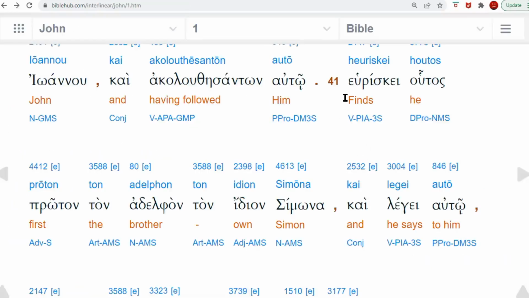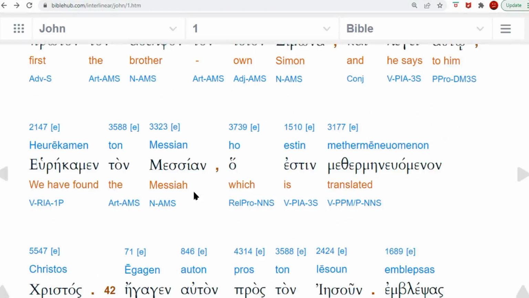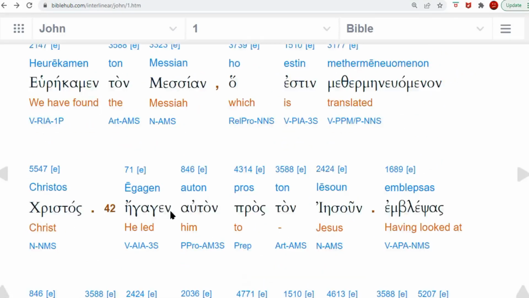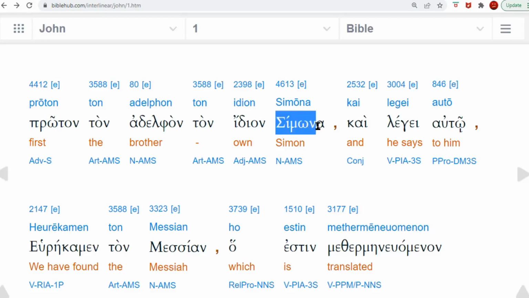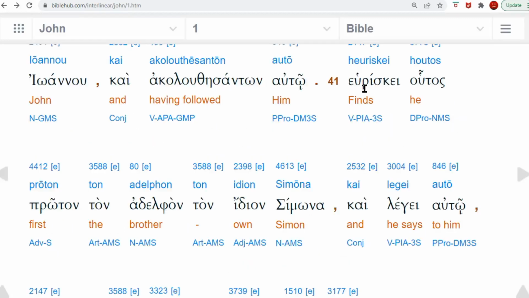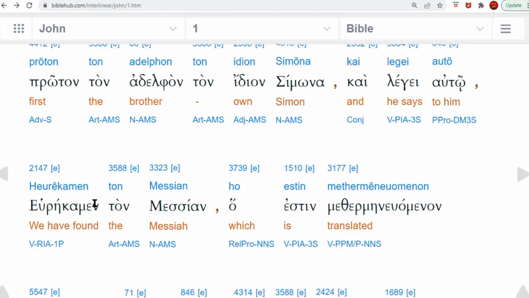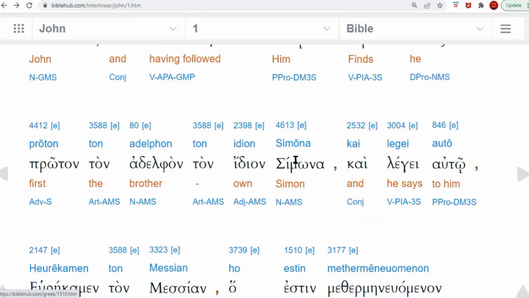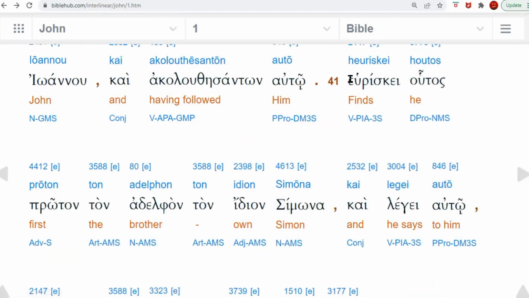So their interpretation is, "finds he first the brother of Simon, and he says to him, we have found the Messiah, which is translated Christ." And the only word they got right here is Messiah, and maybe Simon here. But this first word, this finds, they're trying to associate it with this Eureka, and it'll be used all throughout this chapter in different ways. But it's who, like the owl says, who does.